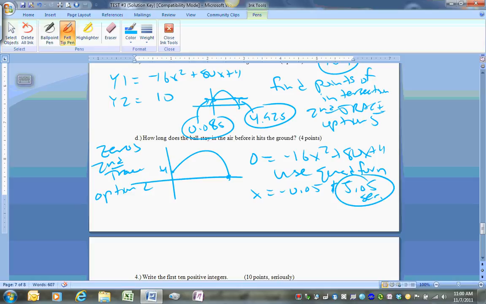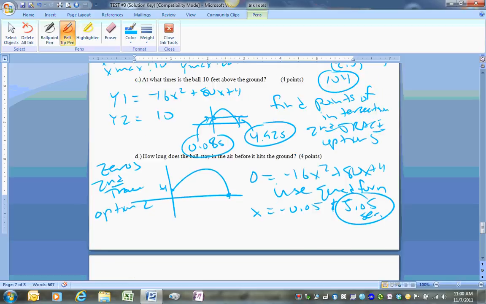So that's how you do number 3 of the calc section. So do expect a problem very close to that, like B, C, and D, on the makeup. Okay, that's it.